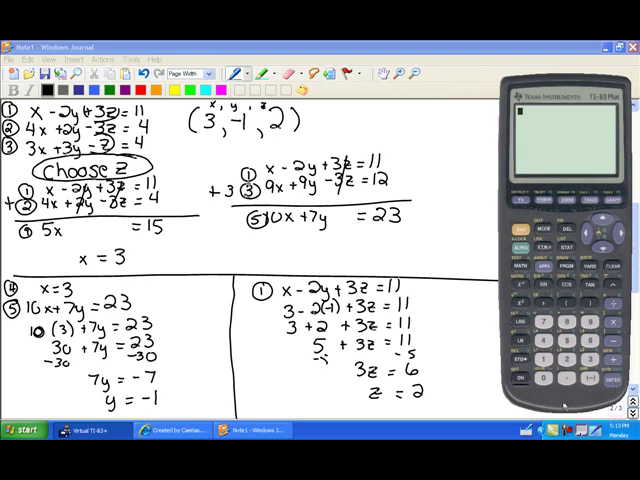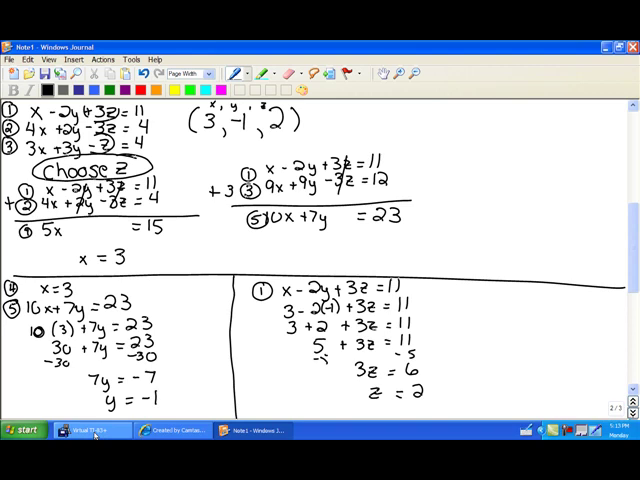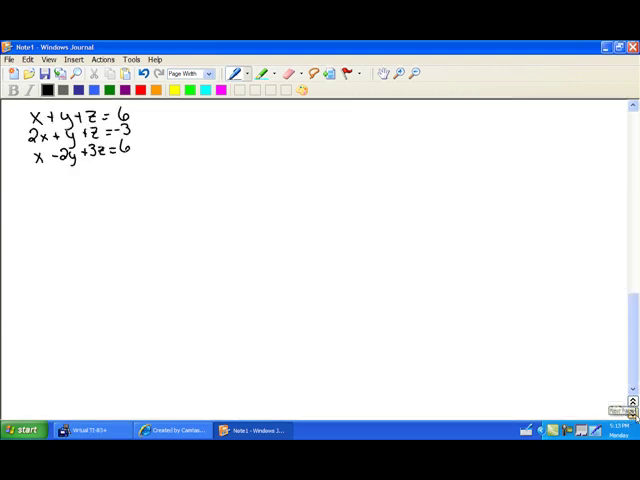Let's go ahead and work another one of these all the way through. In this example, let's take x plus y plus z equals 6 is equation 1. Equation 2, 2x plus y plus z equals negative 3. And equation 3, x minus 2y plus 3z equals 6.